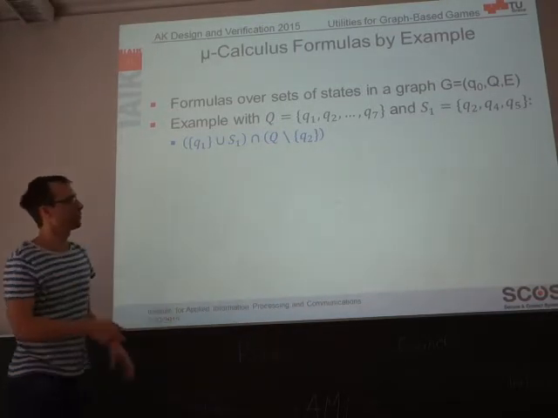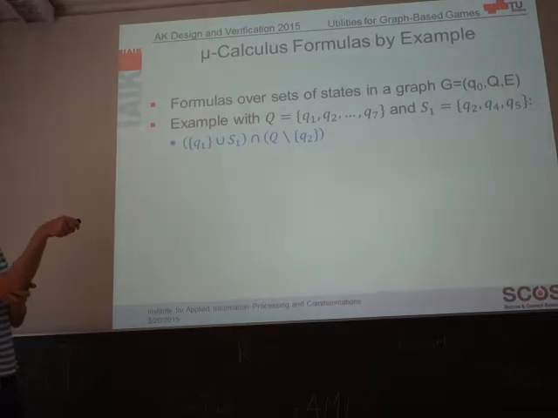So the overall result would be 1, 2 not, because 2 is cut away by this part, 4, 5. So 1, 4, 5 would be the result of this formula. So basically these set operations just have the usual meaning in our mu-calculus formulas.